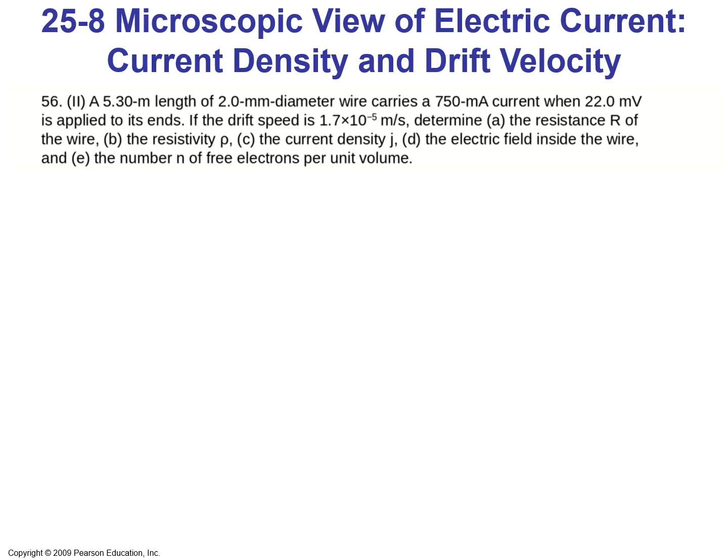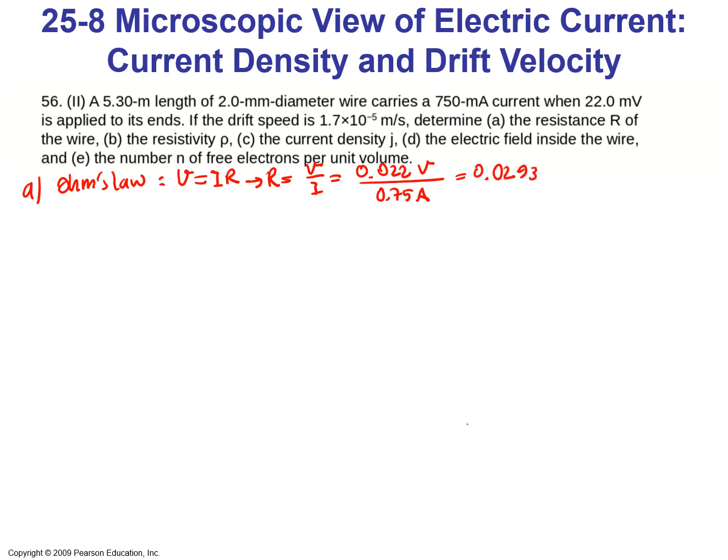For part A, just asking about resistance, let's use Ohm's law. We have V is equal to IR, and solve it for R, V over I. Plugging in the numbers, 0.022 volt divided by 0.75 ampere, that is equal to 0.02933 ohms, which is almost 0.029 ohm to its significant digits.